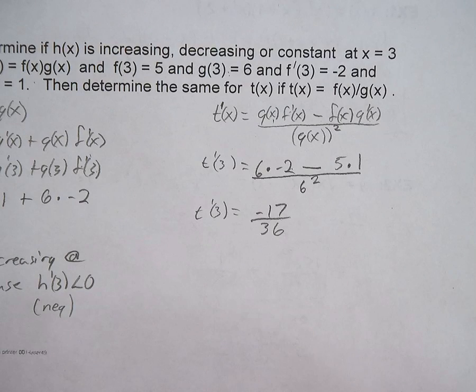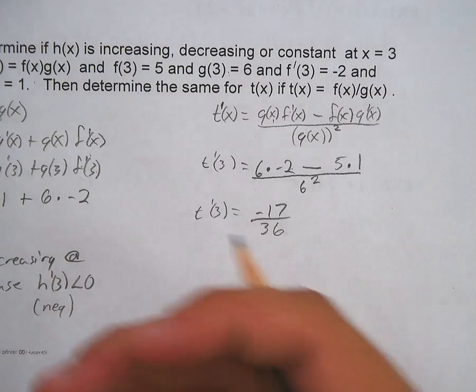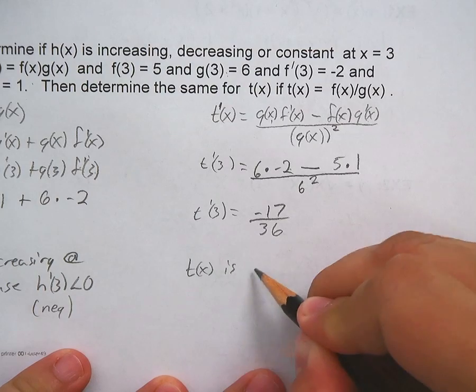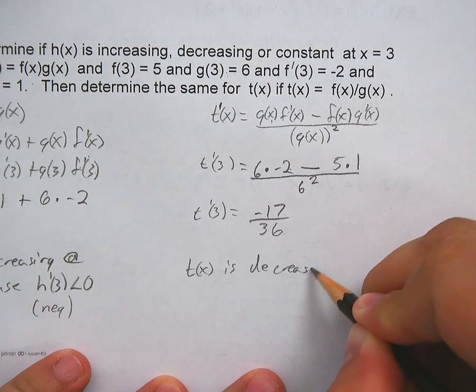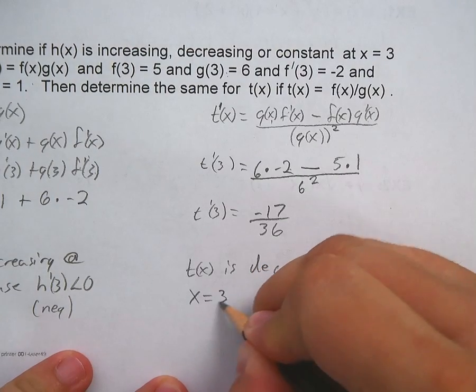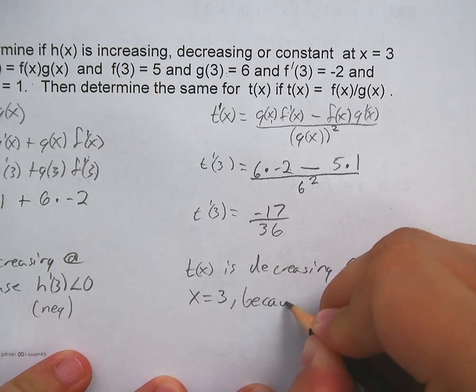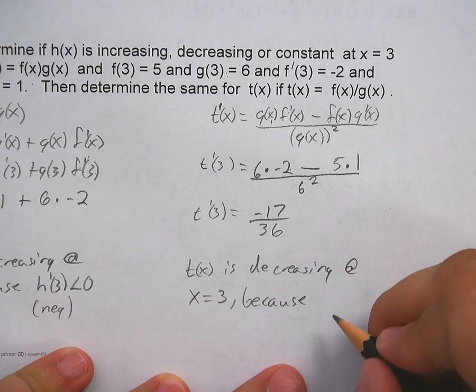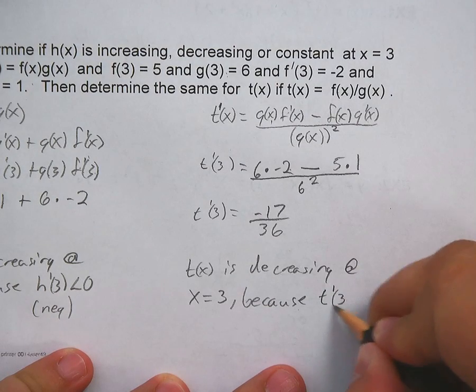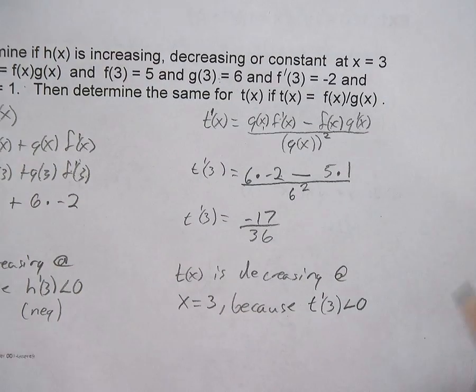So what do you think? The derivative at 3 is negative 17 over 36. What does that tell you about increasing, decreasing, or constant? It tells you your derivative is negative, so t of x is decreasing at x equals 3 because t prime of 3 is less than 0. So that's not too complicated.